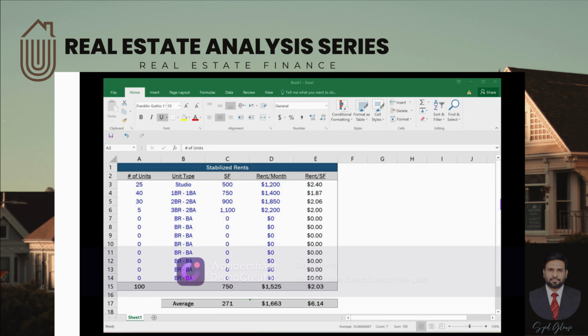Unit type describes the layout: one bedroom, two bedroom, and some empty placeholders. Square feet, the size of each unit type. The average across occupied units is 750 square feet, which we will verify later. Rent per month, the monthly rent for each unit type. The average is 1525, but we will calculate how that is derived. Rent per square foot, average is 2.03. We'll confirm this calculation too. This table gives us a snapshot of the property's rental potential. Let's break it down with some calculations.